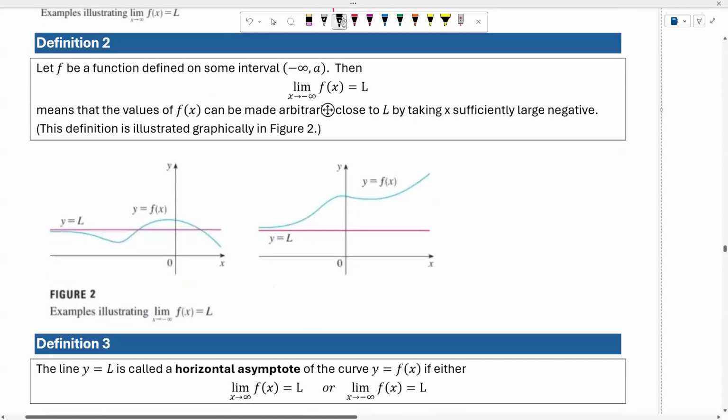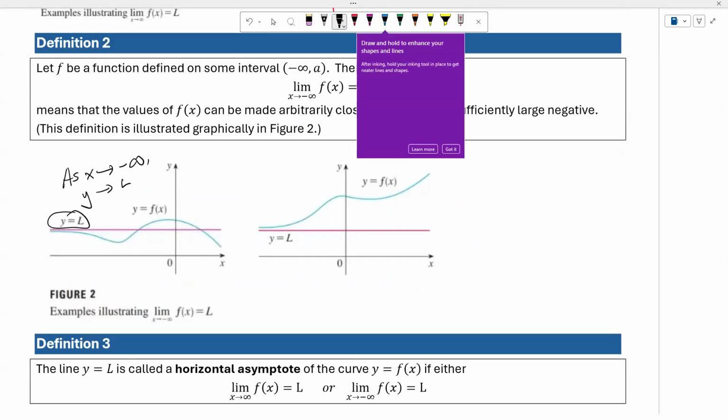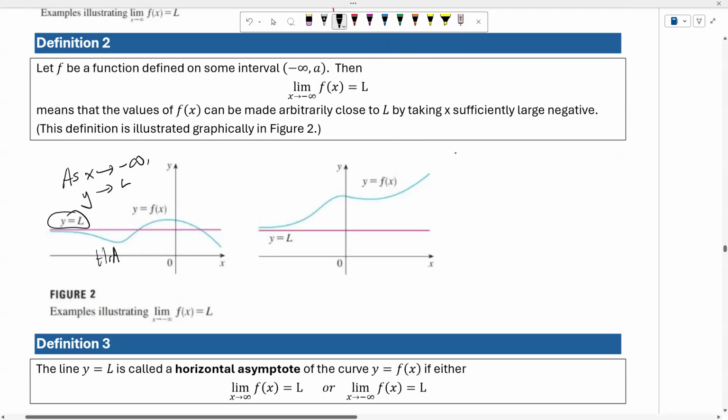So what if x approaches negative infinity? If y goes to L, then in this case, we also say that we have a horizontal asymptote y equal to L as well. And the limit is the limit as x approaches negative infinity of f of x equal to L.